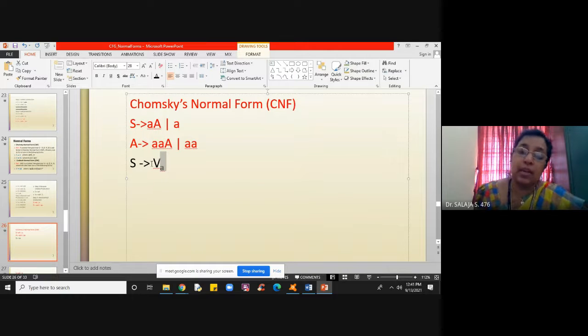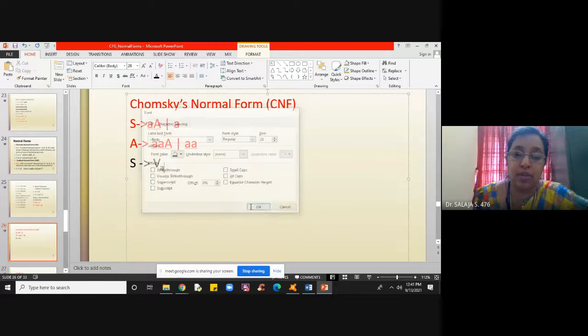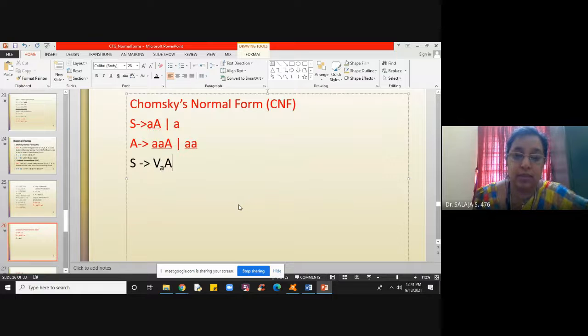Now, in this conversion you can use any name. You can use B, C, D, P, Q, or whatever it is. I am just using VA just to indicate it is a variable which produces A. Fine. And then the A we'll have as such. We'll not do any changes here. We'll keep the A as such, and then RA, because this follows the Chomsky's normal form.